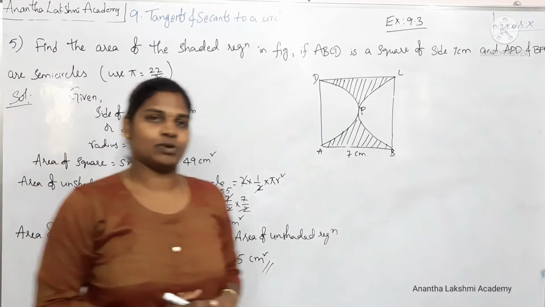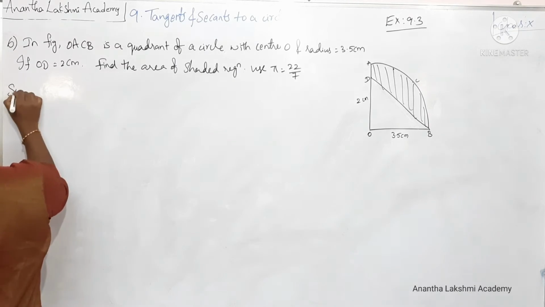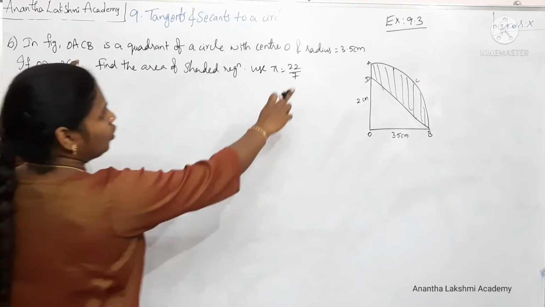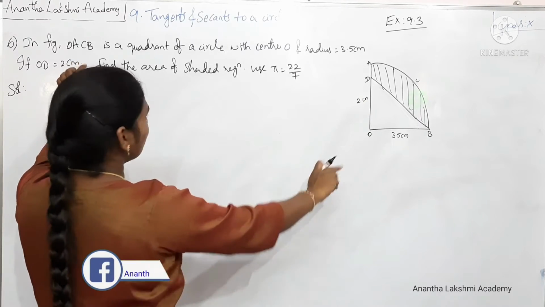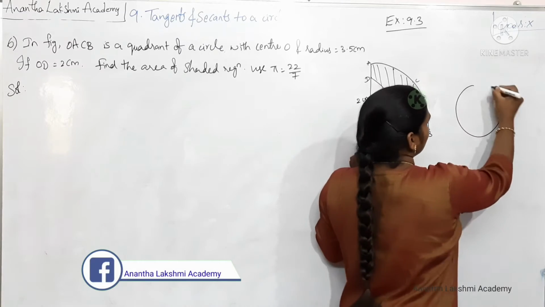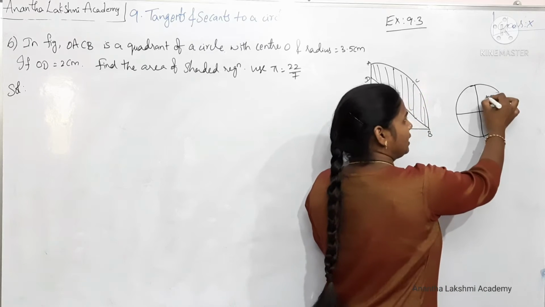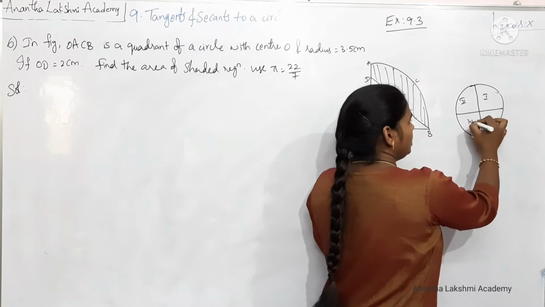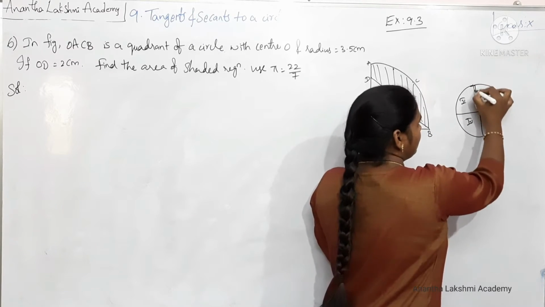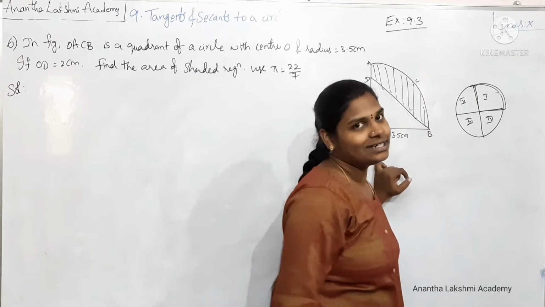Let's look at the next problem. So here we have problem number 6 written on the board. Let us read it out. In figure, OACB is a quadrant. What is a quadrant? Quadrant is the 4th part of a circle. If you divide a circle into 4 parts, 1, 2, 3 and 4, this particular piece, which looks like a pizza slice, is a quadrant.